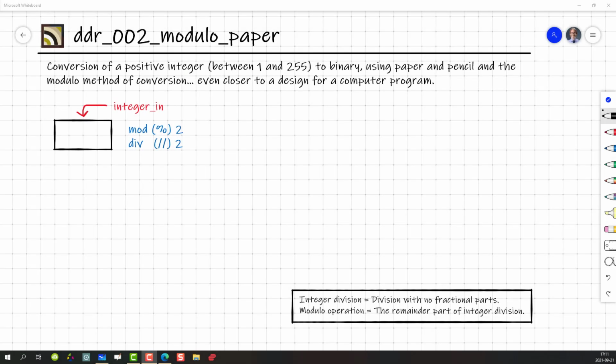Welcome to videotutorial DDR002. In this videotutorial, I'm going to teach you how to convert a positive integer, the number 29, into binary using what I call the modulo method.